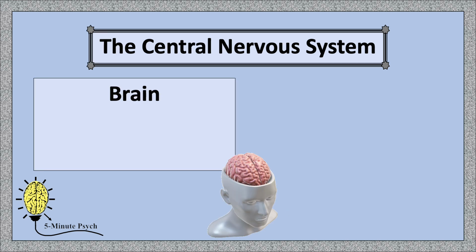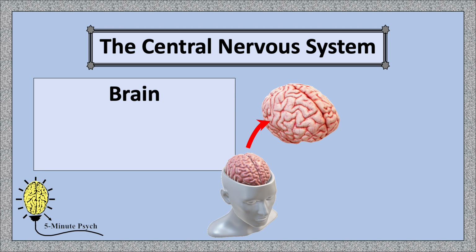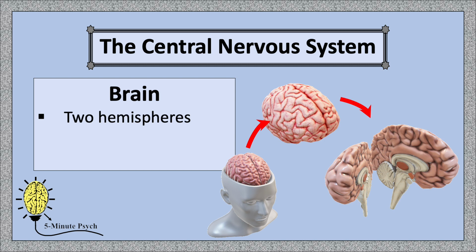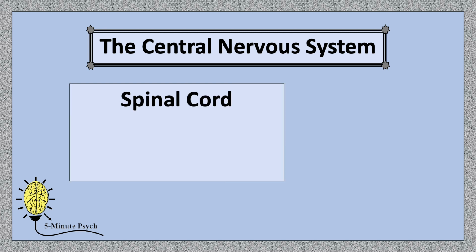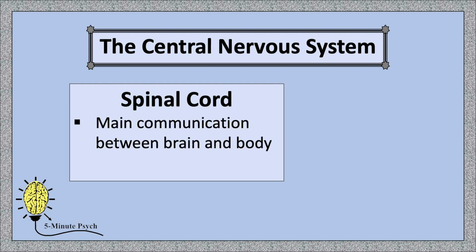The central nervous system consists of the brain and spinal cord, and you can think of this branch of our nervous system as being the decision maker for the body. The brain has two hemispheres, each with a number of structures that control voluntary and involuntary behavior. The spinal cord can be thought of as the main communication system between the brain and body. Sensory signals are sent to the brain from the body via the spinal cord, and this is also how the brain directs the body to move.